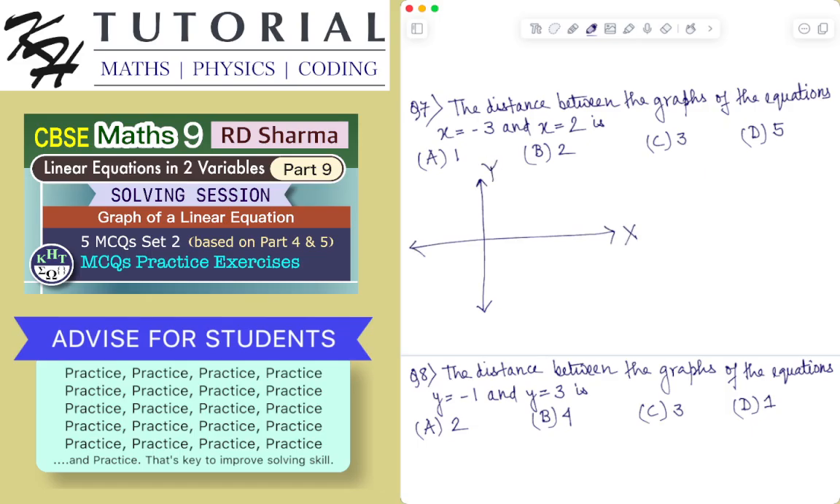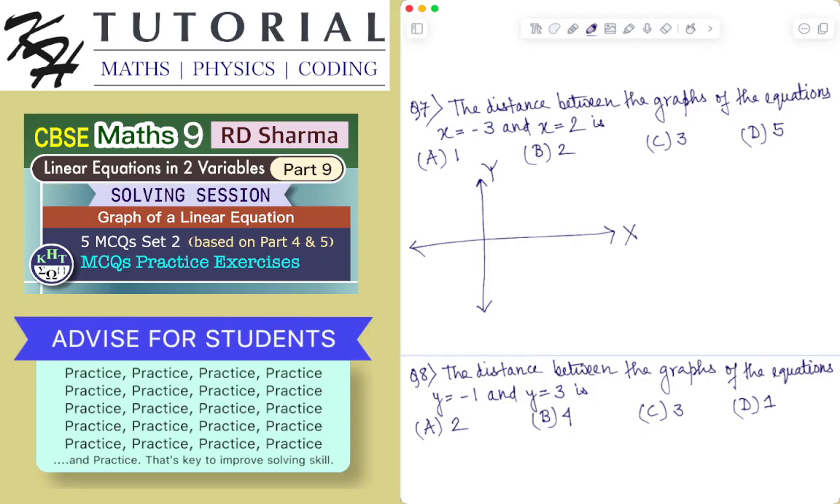Now, x equals minus 3 is a line parallel to the y-axis. Now, where will the line be? On the right hand side of y or on the left hand side of y? It is given that x equals minus 3, which means that every point on this line, which will be parallel to the y-axis, will be at a distance of 3 from the origin to the left hand side.